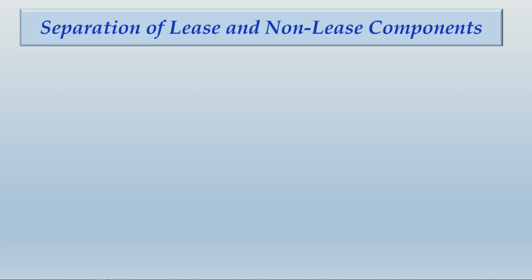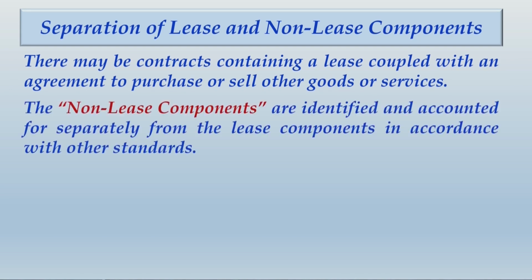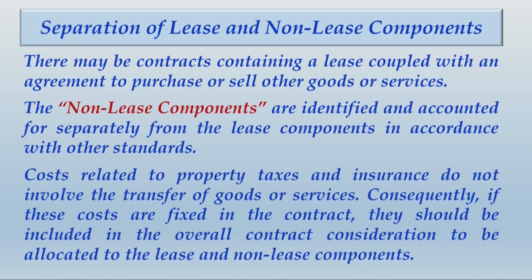So let us write a note about separation of lease and non-lease components. There may be contracts containing a lease coupled with an agreement to purchase or sell other goods or services. The non-lease components are identified and accounted for separately from the lease components in accordance with other standards. Costs related to property taxes and insurance do not involve the transfer of goods or services. Consequently, if these costs are fixed in the contract, they should be included in the overall contract consideration to be allocated to the lease and non-lease components.